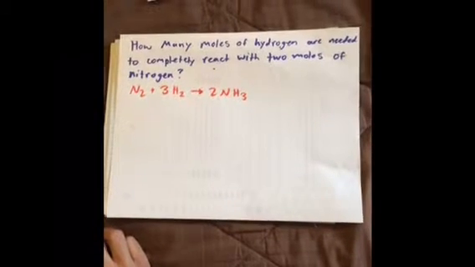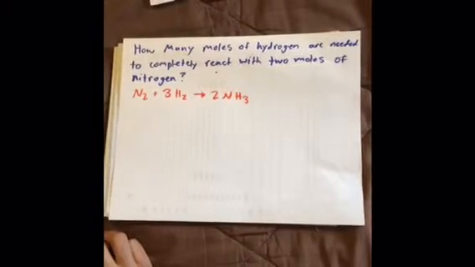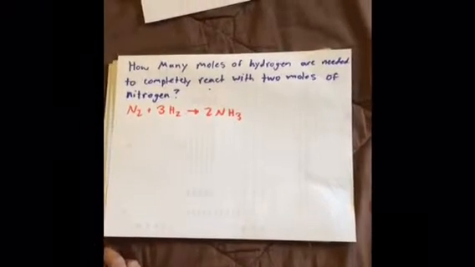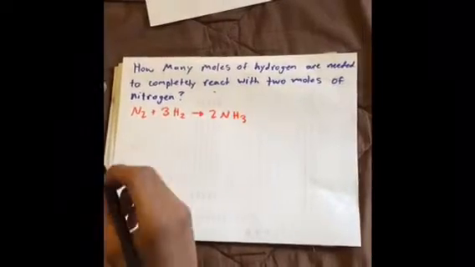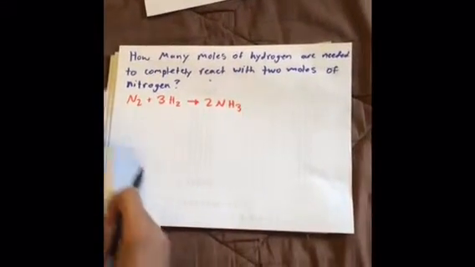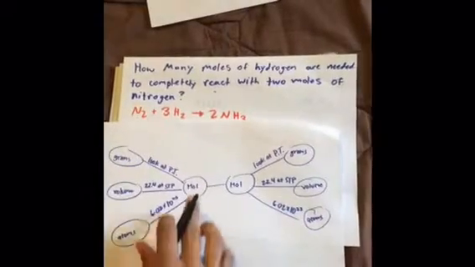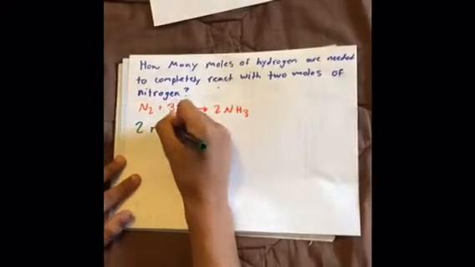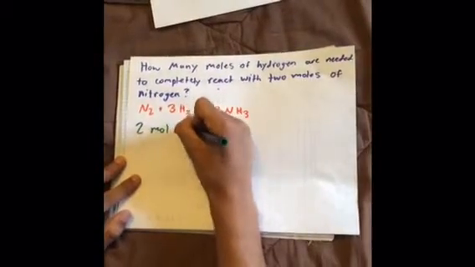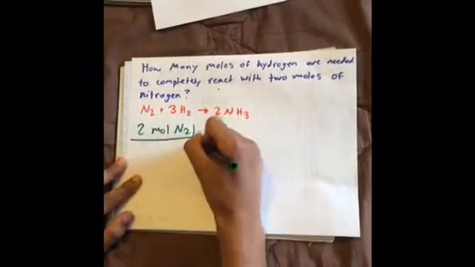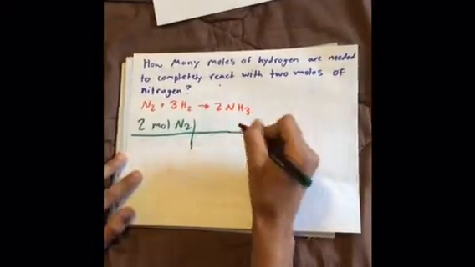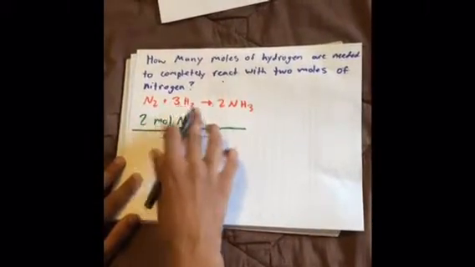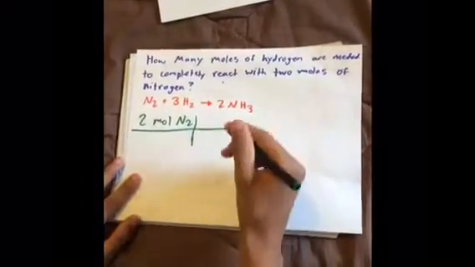How many moles of hydrogen are needed to completely react with 2 moles of nitrogen? So the question here is how much hydrogen is needed to react with two moles of nitrogen. So this is going to be a two-step dimensional analysis from mole to mole. So you start with what's given, which is 2 moles of nitrogen, and then you use the equation to find the right side. So you're trying to find how much hydrogen is needed to react with the nitrogen.